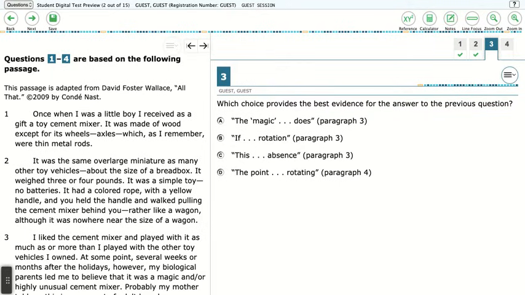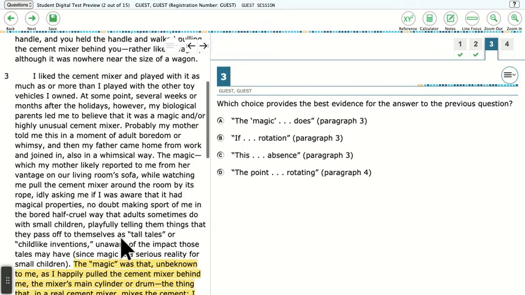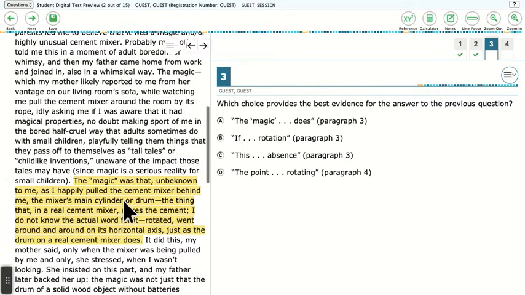Which choice best provides the best evidence for the answer to the previous question? So what they've given you here is the first couple of words of a sentence and the last couple of words, as well as what paragraph it's from. So what I would do is I would go back in. So this first one is paragraph 3. So I'm going to look for the little 3. And notice it highlighted it here for me. So this is my first one.